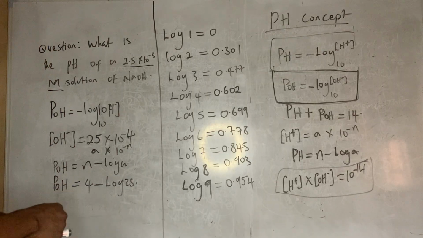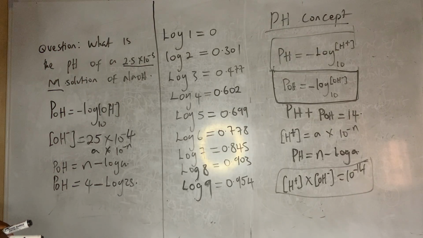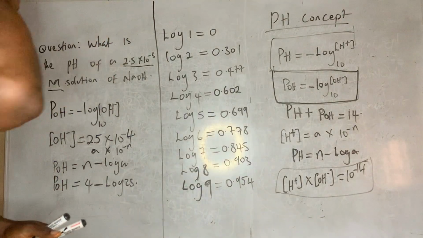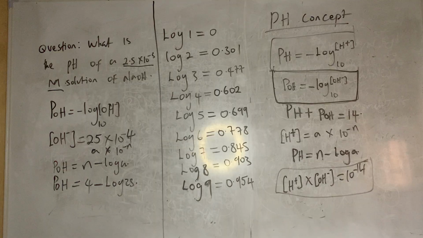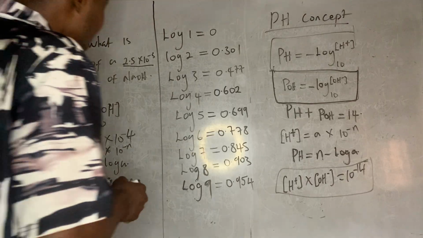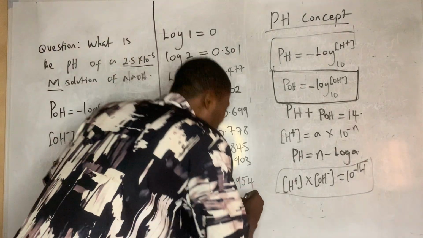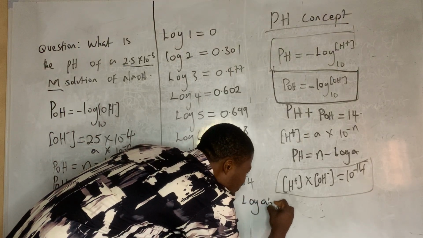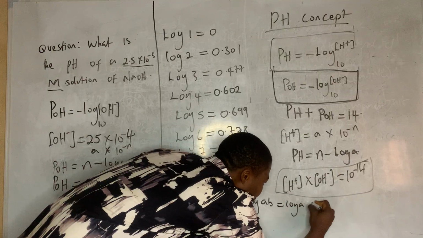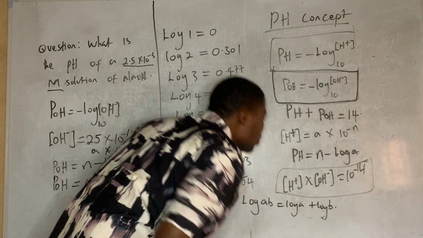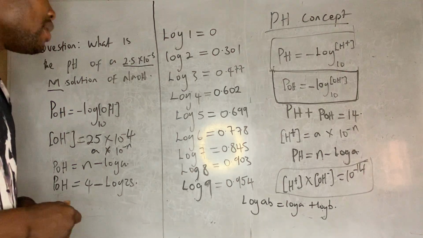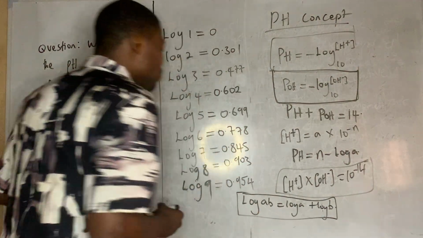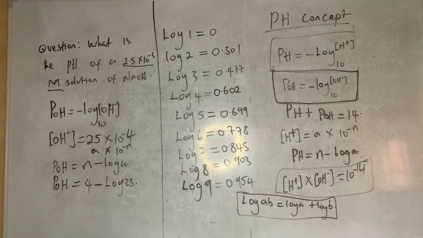4 minus log 25. And I would like to say this: log AB is the same thing as log A plus log B. This logarithm rule says log AB is equal to log A plus log B.